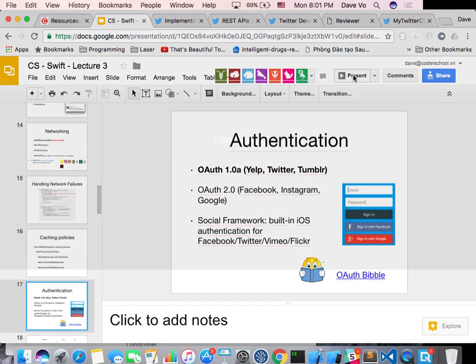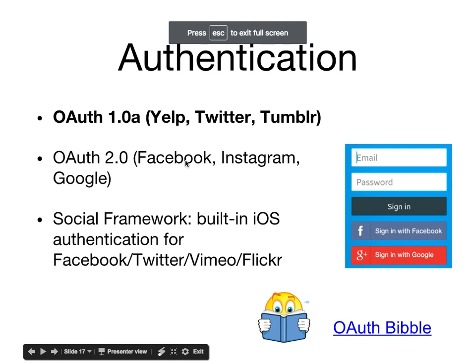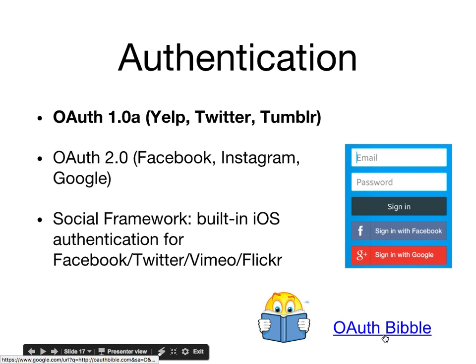So for the authentication, there are a few. There's OAuth 1.0 and OAuth 2. OAuth 1.0 is being used by, for example, Yelp, Twitter, and Tumblr. OAuth 2 is for Facebook, Google, Instagram. If you want to read about OAuth, there is a link here. It's very good documentation about OAuth, if you want to read about that one. Today I will talk about OAuth 1.0 only.